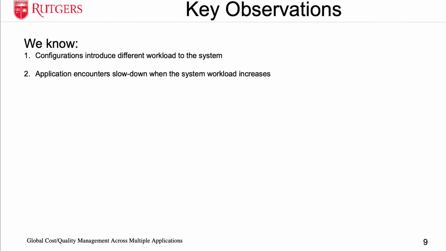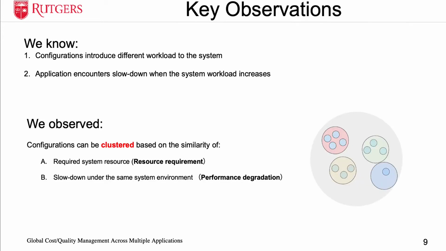As mentioned before, the interference and the search space explosion make the optimization problem much more complicated and hard to solve. However, we found that configurations in an application can be clustered into a few groups where all configurations within a group share a similar runtime behavior. Such runtime behavior is defined by how much workload the application introduces to the system, and what slowdown the application encounters when running with this configuration in a certain system environment.